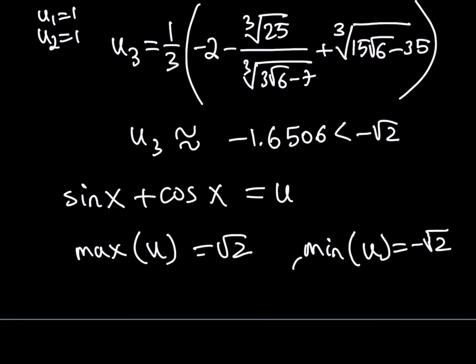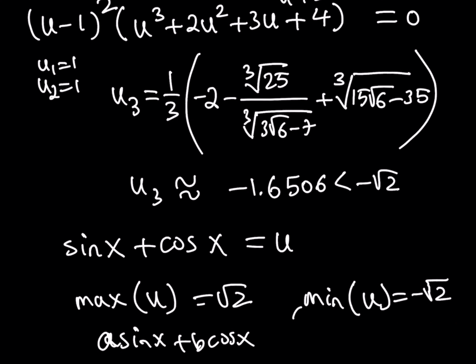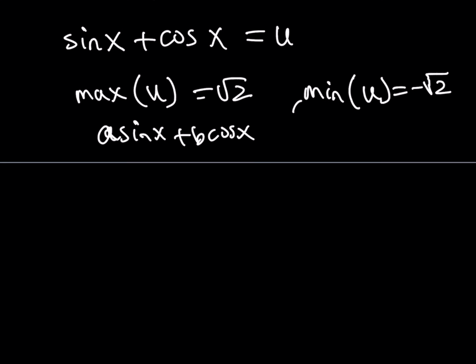So it's not valid. How do I know it's root 2? Well, you should probably know that if you have a sine x plus b cosine x, then the maximum value is the square root of a squared plus b squared, and the minimum is the negative of that. So this root is not valid, which means we are left with one root only, and that is u equals 1, which means, to keep a long story short, sine x plus cosine x needs to be 1.